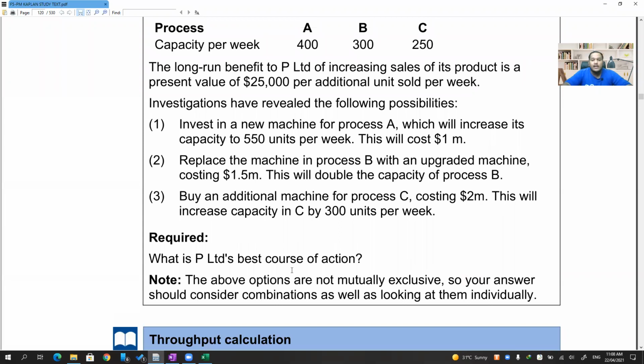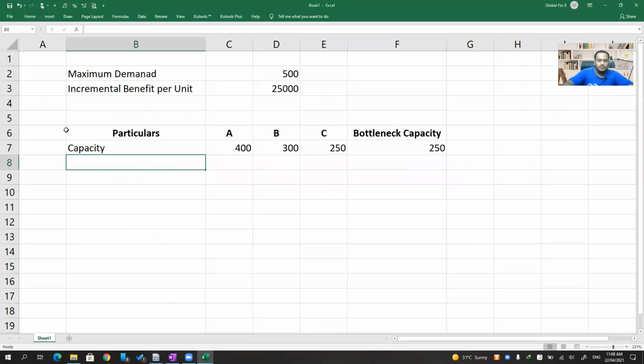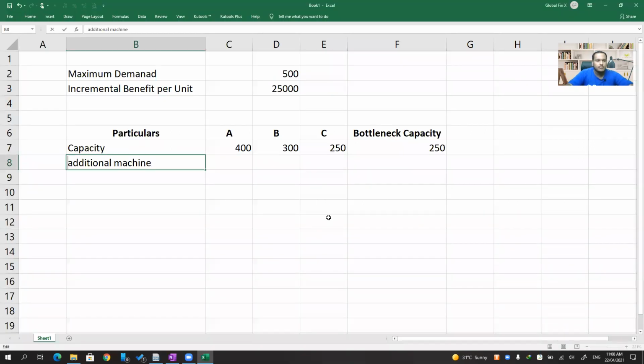Very good. They're telling you that you can go for combinations of these three options also. Sir, but first I'll go with option 3 only, right? So what is this? Additional machine in C. Okay. So if I put an additional machine in process C, what will be the new capacities?